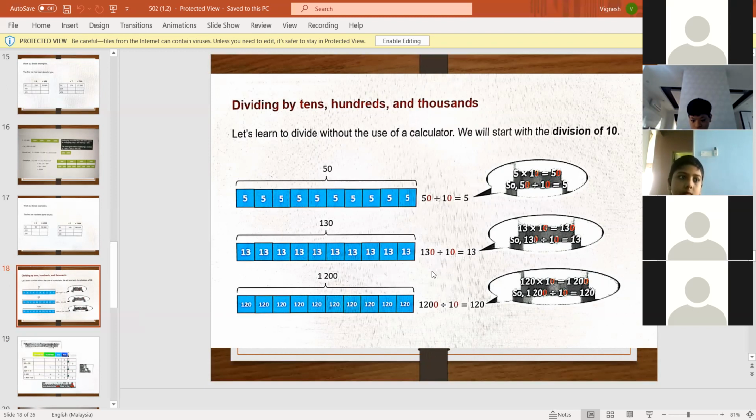And same goes to here. 130, when you divide it by 10, okay? So you are moving only 1 decimal place since this is a 10. Understand or not? Yes, teacher. And same goes to here. 1200 divided by 10. So you are moving 1 decimal place to your left. So it becomes 120. Can you understand? Yes, teacher. Okay, good.